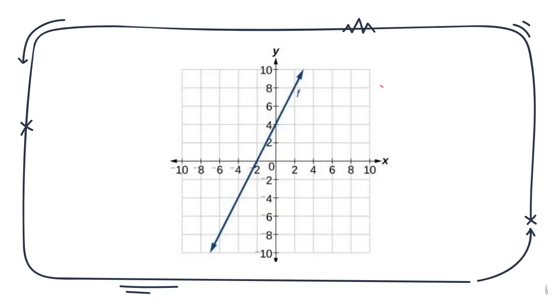So now if we look at this example, our y-intercept would be right here at 4 because that's the point that it crosses the y-axis. And so then our x-intercept would be the point that it crosses the x-axis, which would be where? At -2. So our y-intercept is 4 and our x-intercept is -2.